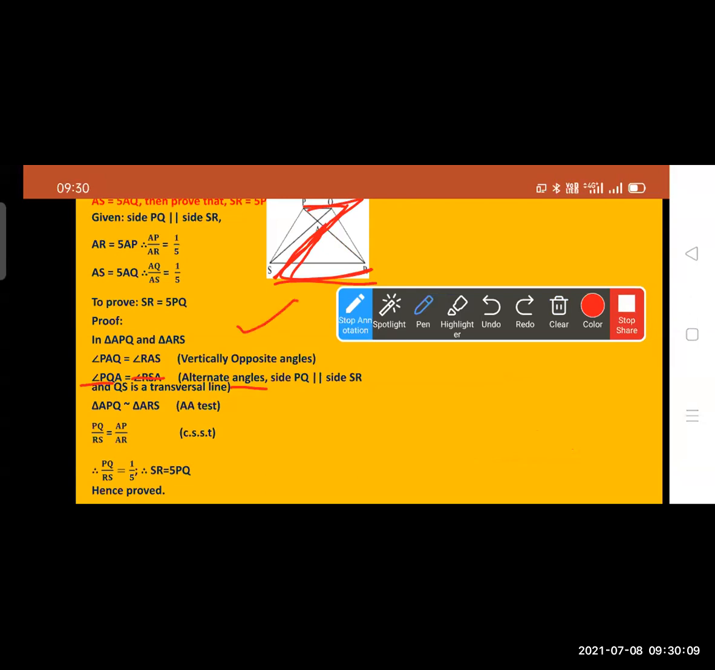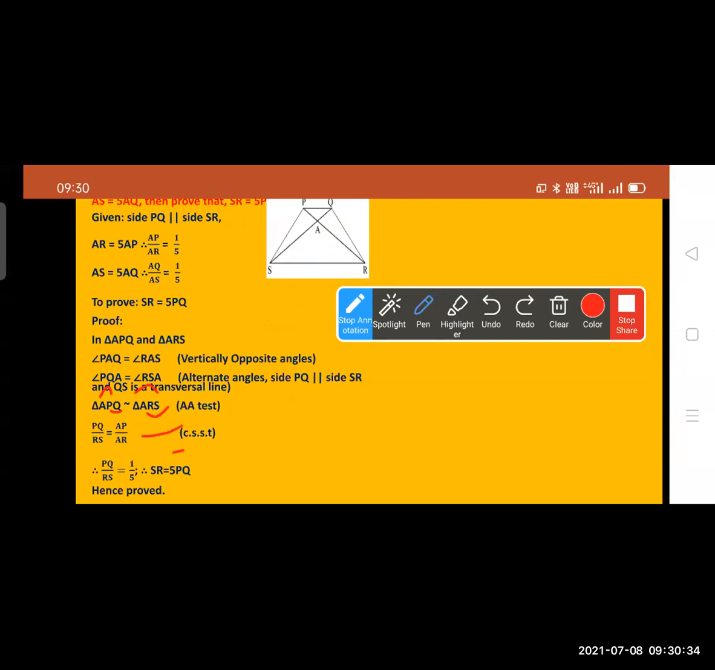So vertical opposite angle and alternate angle, that means these two triangles are similar by AA test of similarity. If two triangles are similar, then we write their corresponding ratio. PQ by RS is equal to AP by AR. Yes, PQ by RS is equal to AP by AR.